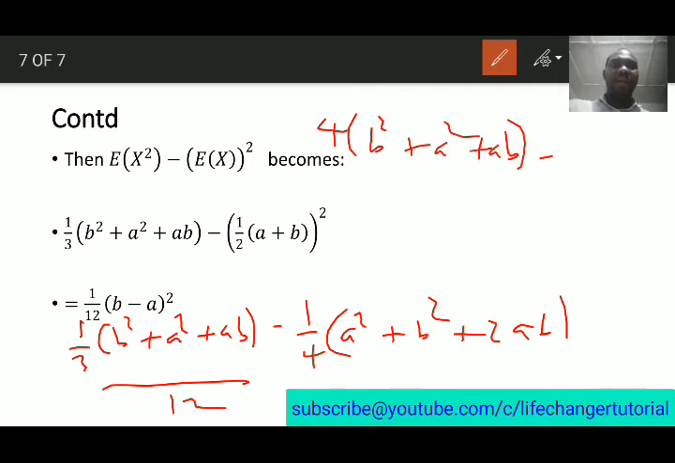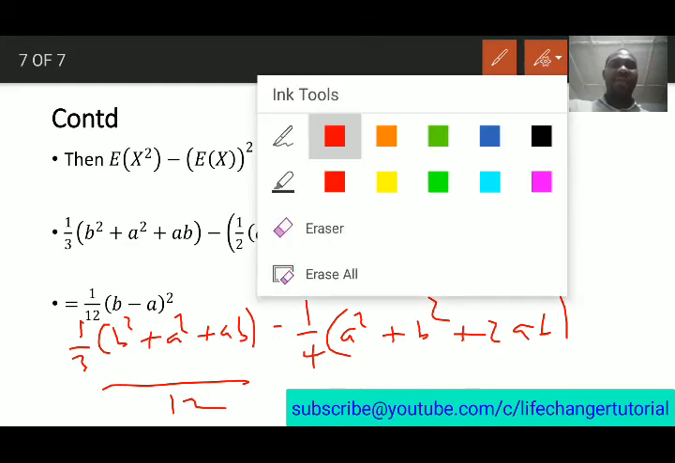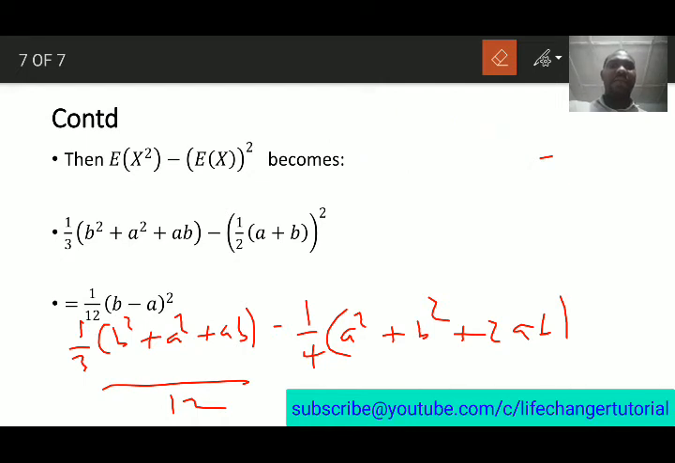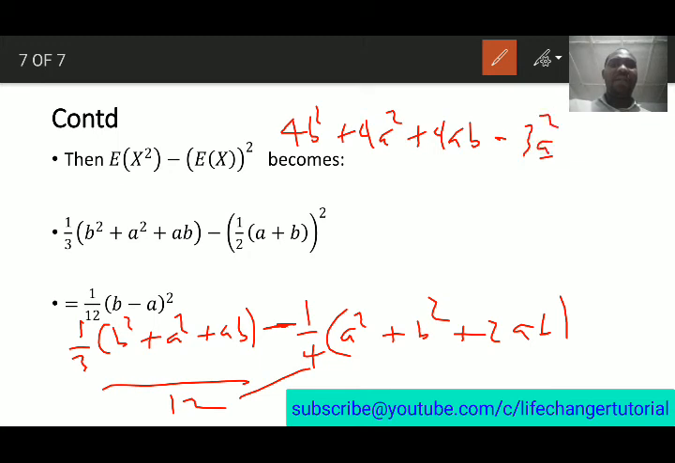So minus, 4 into 12 is 3. Let's do that together at once. So 4 times that will give us 4b squared plus 4a squared plus 4ab. In this other case too, 12 divided by 4 is 3. 3 times that will give us, remember there's a minus here, so the minus sign will affect everything, minus 3a squared minus 3b squared minus 6ab. Okay, everything now divided by 12.